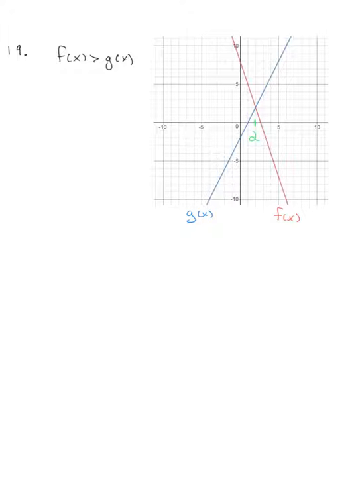There's no other work for this problem other than to look at your graph and then record down the x values for which this happens. Here's f of x, and then here's g of x.